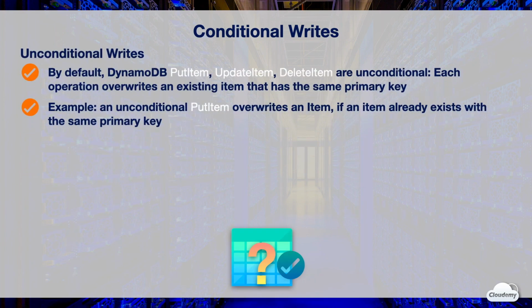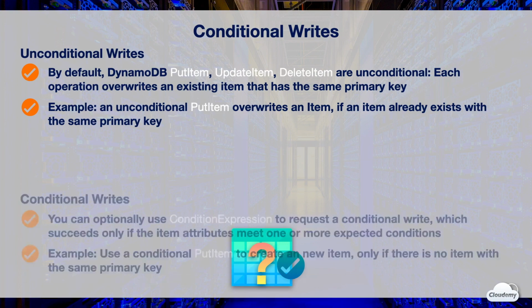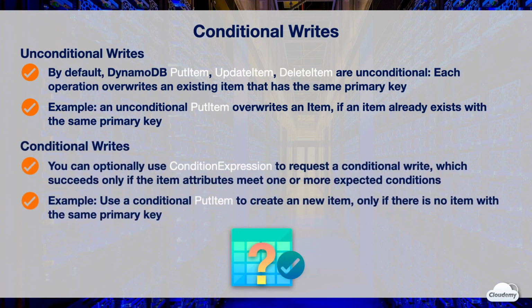By default, DynamoDB PutItem, UpdateItem and DeleteItem are unconditional. Each operation overwrites an existing item that has the specified primary key. For instance, an unconditional PutItem overwrites an item, if the item already exists with the same primary key. However, you can optionally use a condition expression to request a conditional write. A conditional write succeeds only if the item attributes meet the conditions, otherwise it returns an error. For instance, you can use a conditional PutItem to create a new item, only if no item has the same primary key.